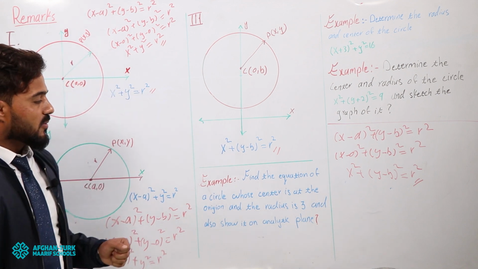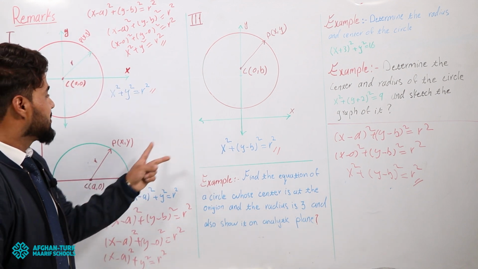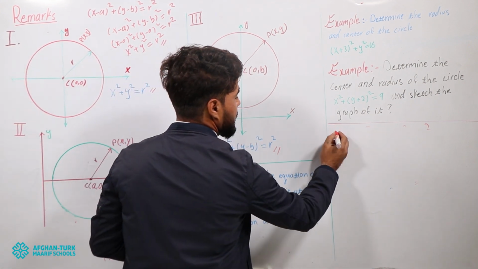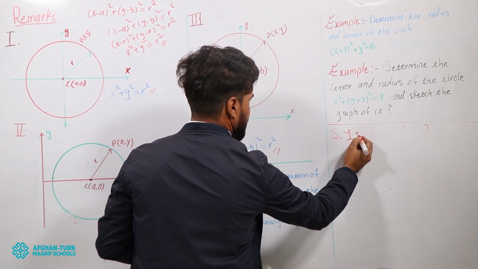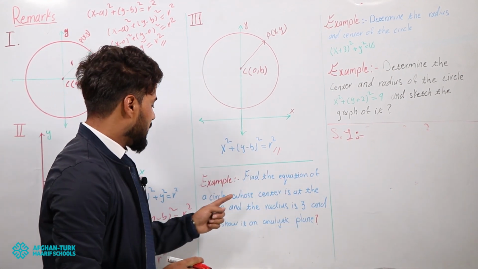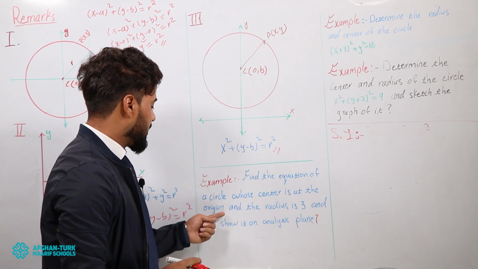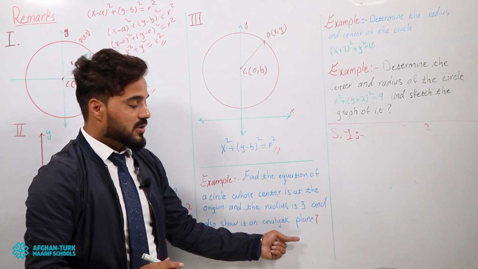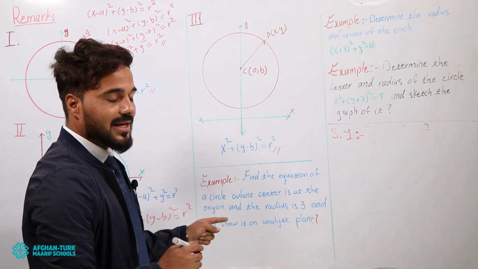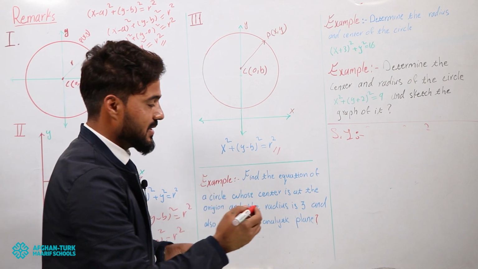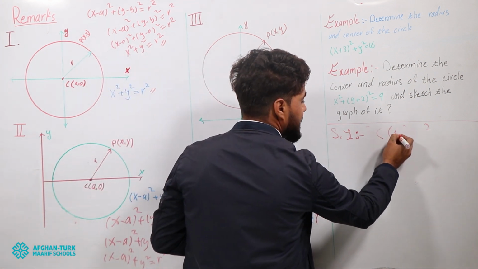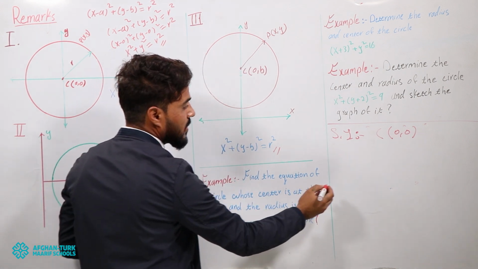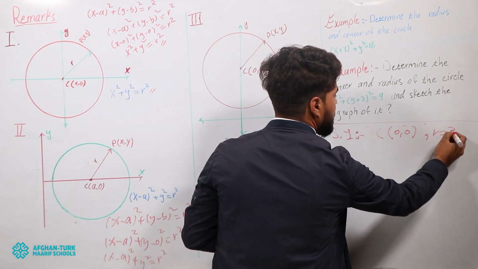So now I am going to solve some examples in these three cases. First example. Solution of first example. Find the equation of a circle whose center is at the origin and the radius is 3, and show it on the analytic plane. So here the question says that the center of the circle is located at the origin. It means that the center is (0, 0), and r is equal to 3.